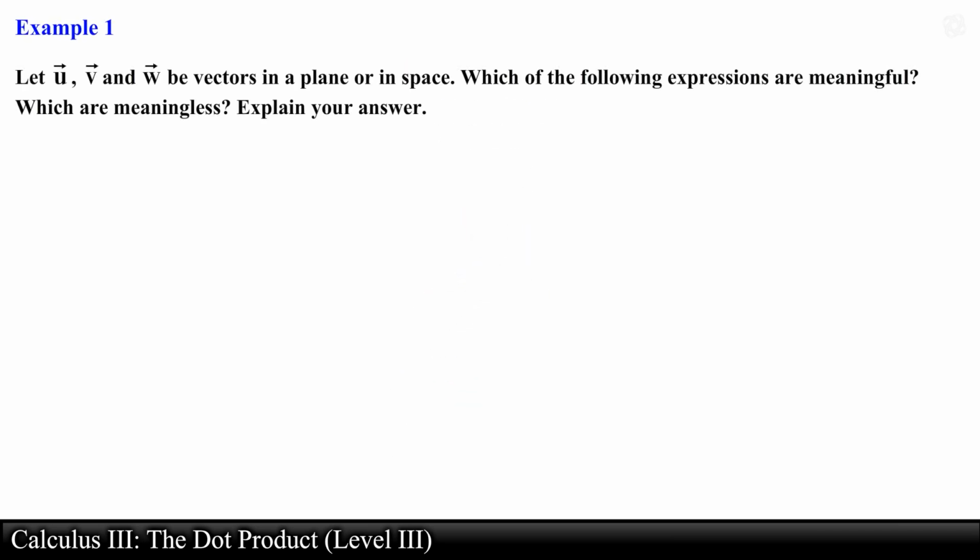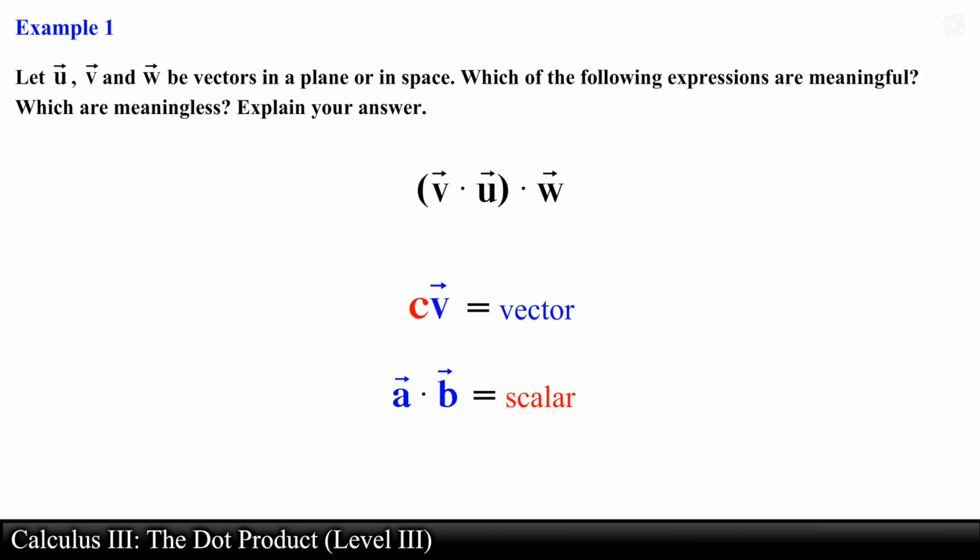Let u, v, and w be vectors in a plane or in space. Which of the following expressions are meaningful? Which are meaningless? Explain your answer. We need to determine if the expression shown has any meaning. We can determine this by remembering the end result of scalar multiplication and the scalar product. Recall that one produces a vector and the other produces a scalar.